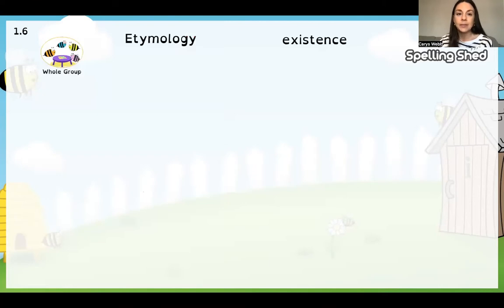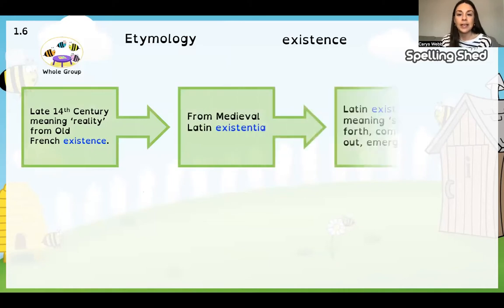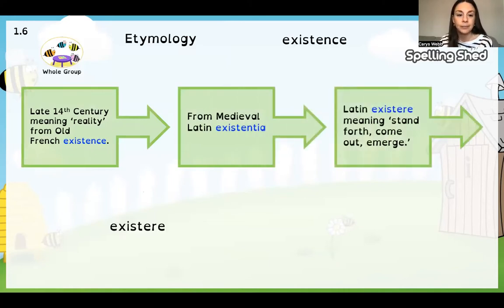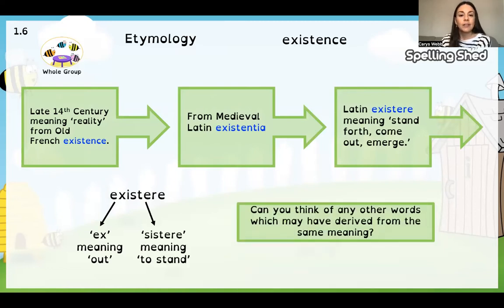Now, here's one of the etymology slides from that particular lesson. So this is showing how we're looking at where this word and spelling has come from, and relating it to the words that we are learning from this lesson and how the meanings of the different words relate here. So here we're looking at the late 14th century meaning reality from Old French existence. And then we've got the medieval Latin and Latin, meaning stand forth, come out, or emerge.